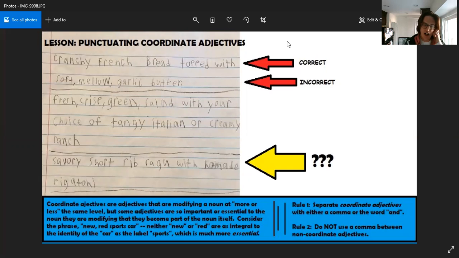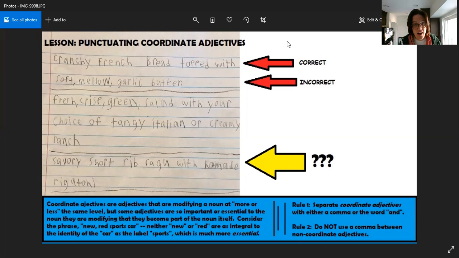and simple. So at a basic level, coordinate adjectives can be described as adjectives that are modifying a noun at a similar level. They have more or less the same impact on describing the word. Now, this comes with a huge asterisk because we could do a whole separate lesson on the order of adjectives, because there are common patterns in terms of which adjectives we tend to put closer to the noun and which adjectives we put further away from the noun. But for the sake of this lesson, think of coordinate adjectives as adjectives that are modifying a noun at more or less the same level.